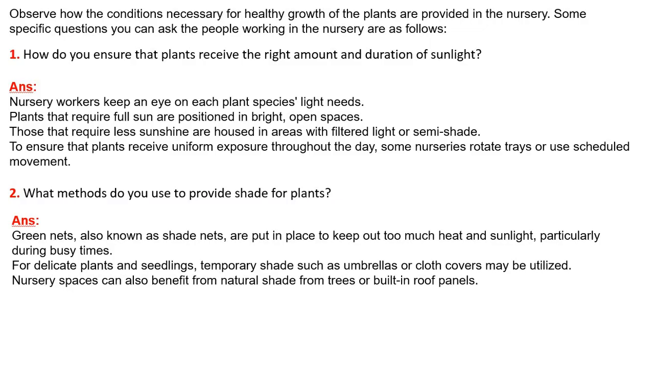What methods do you use to provide shade for plants? Green nets, also known as shade nets, are put in place to keep out too much heat and sunlight, particularly during busy times. For delicate plants and seedlings, temporary shades such as umbrellas or cloth covers may be utilized. Nursery spaces can also benefit from natural shade from trees or built-in roof panels.